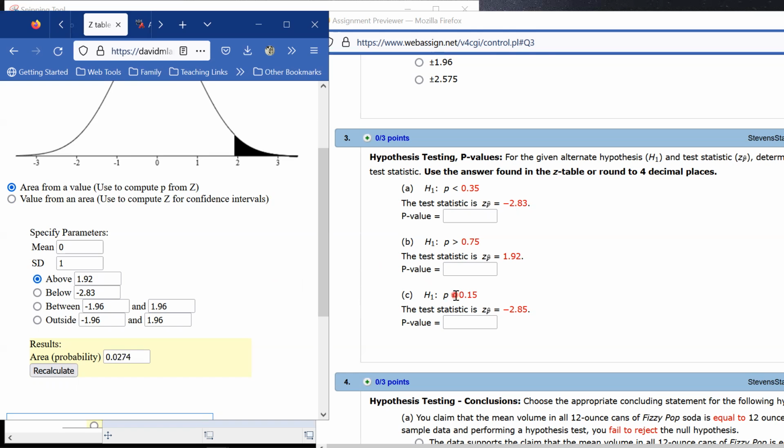And this is not equal to, so that's a two-tailed test. So we want to go outside. And of course, it's symmetric, so we're going to go to negative 2.85. This time I remembered to grab the z-score up to positive 2.85. Notice I didn't go between like we did with a confidence interval. We want the outside. We want those tail areas. And again, a very small p-value, okay? So that's how you use this David Lane calculator to find p-values for z-scores.